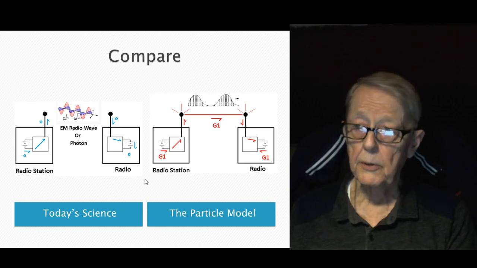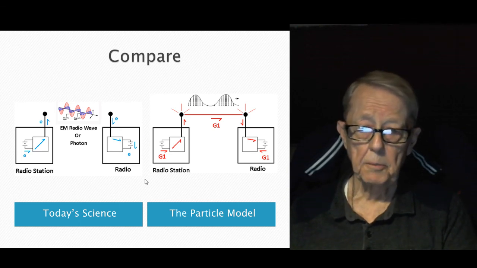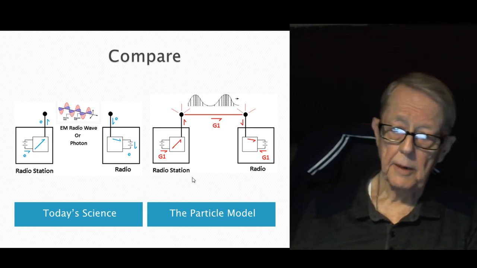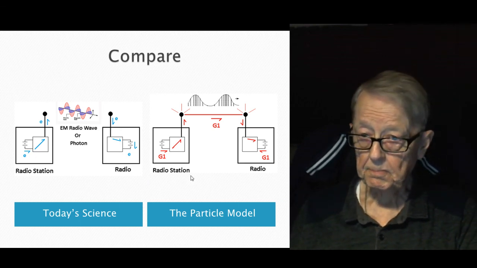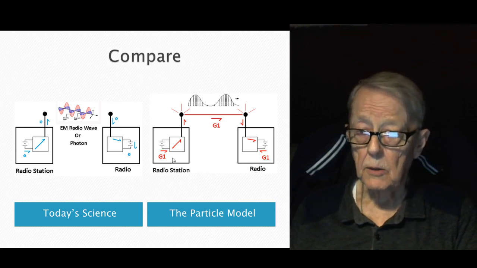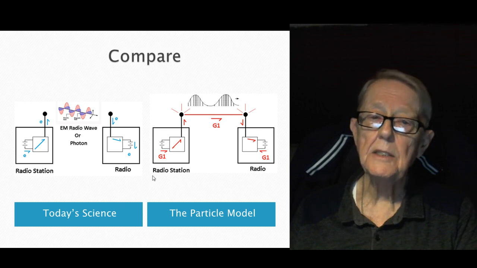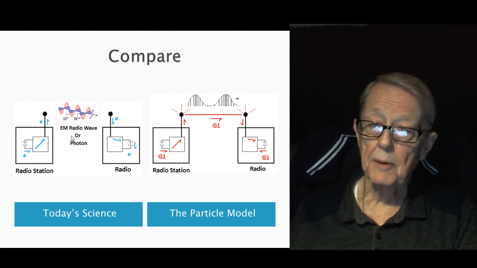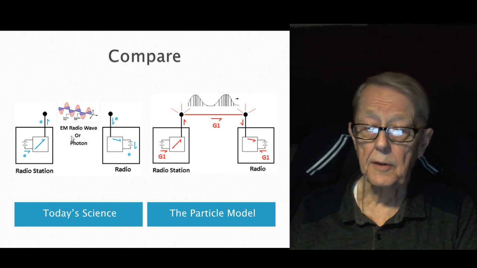So compare the two. Today's science says it's this way. Particle model says it's this way. It's quite amazing how simple this is and how complicated this is, and not, in my mind, well understood.